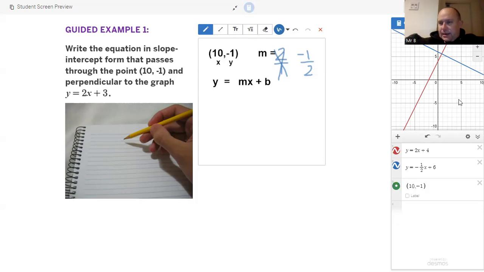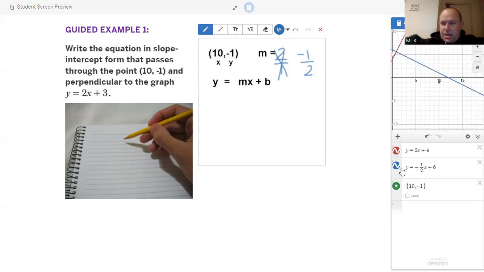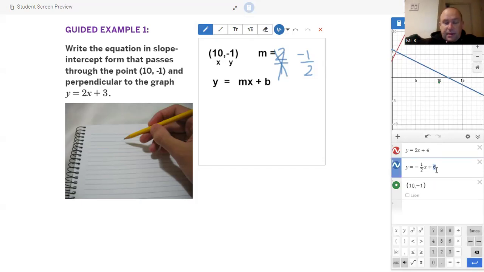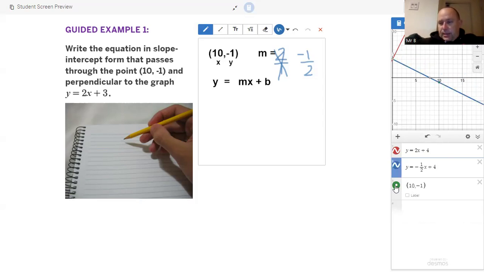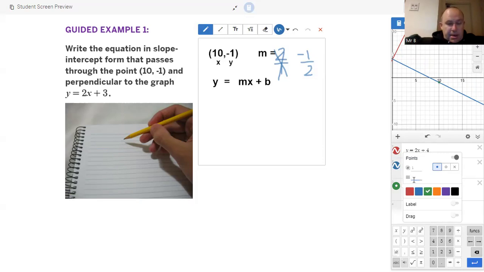Now, I can't actually see (10, -1) right now, so let me just move this out. It looks like I got this slightly wrong, so perhaps the answer was 8. Let's see if I can fix this. Oh, no, I went the wrong way. 4. There we go. So I'm going to make this point just a little easier to see. It's a little small right now, so I'm going to change that 8 into 16.